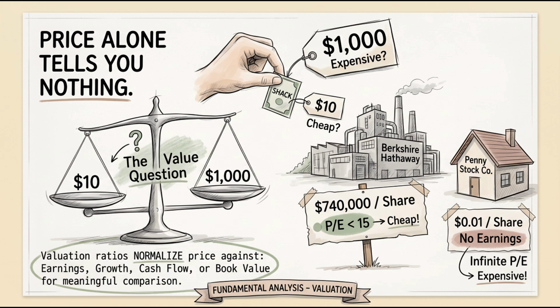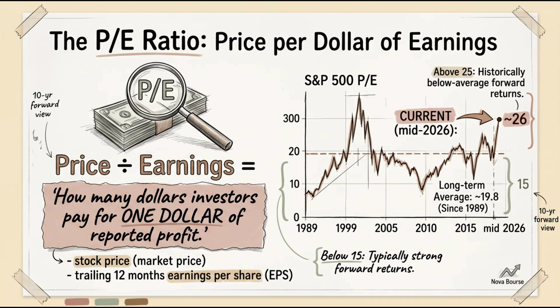For example, a single share of Berkshire Hathaway Class A stock trades near $740,000, yet its price-to-earnings ratio sits below 15, which is actually below the S&P 500 average. Meanwhile, a penny stock with no earnings has an infinite price-to-earnings ratio and no mathematical floor. Valuation ratios normalize price against fundamentals, like earnings, growth, cash flow, or book value, making comparisons meaningful across companies, sectors, and time. The price-to-earnings ratio is the most widely cited metric in finance.